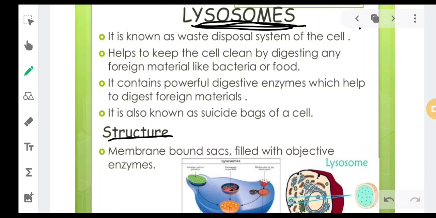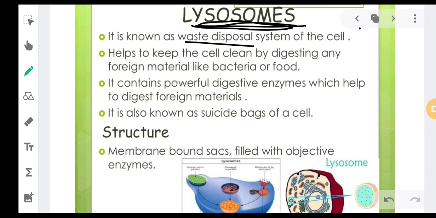The structure of lysosome is shown over here. Suppose there is carbon dioxide stored over here which needs to be thrown out from the cell. What happens is these lysosomes will take this carbon dioxide and throw that carbon dioxide outside the cell. So this is the job of the lysosomes, to get rid of the waste from the cell.